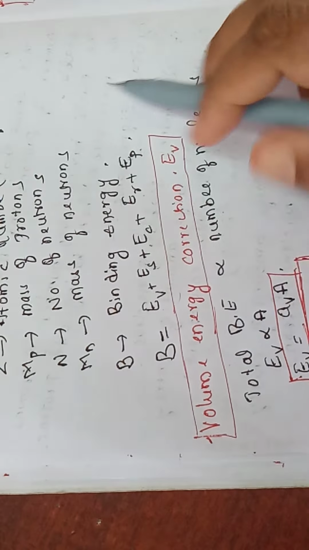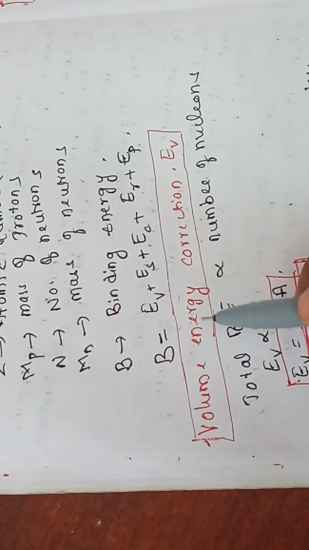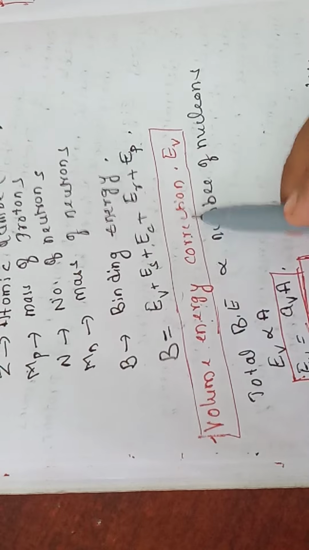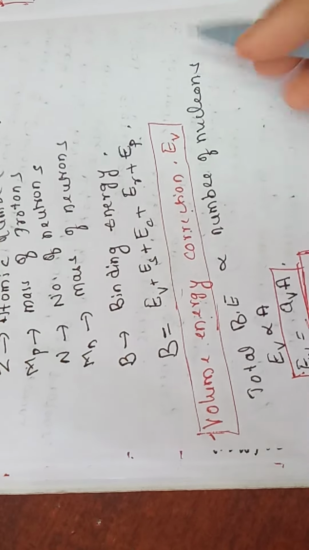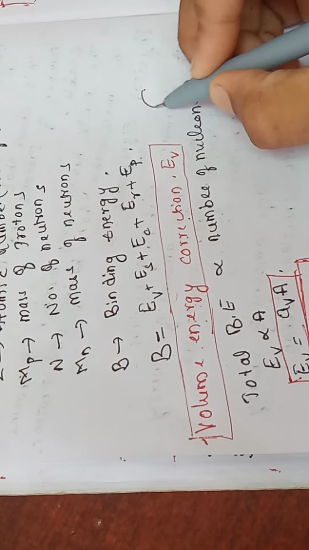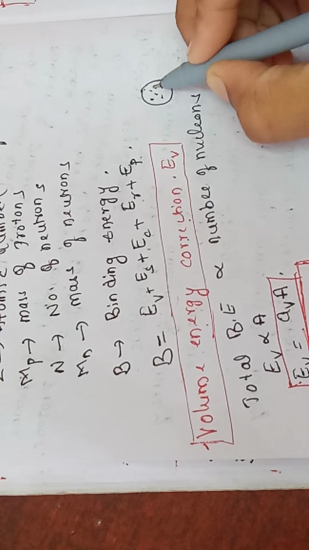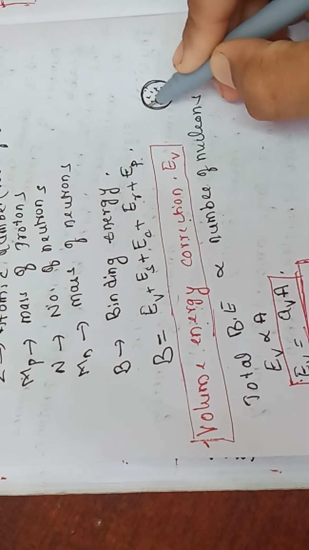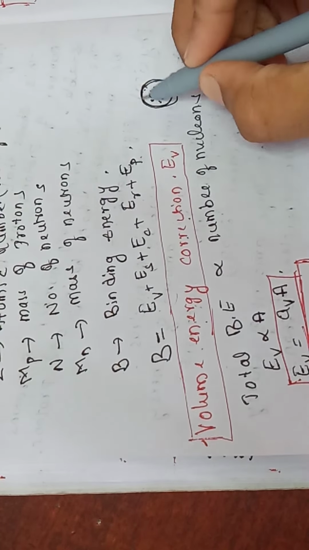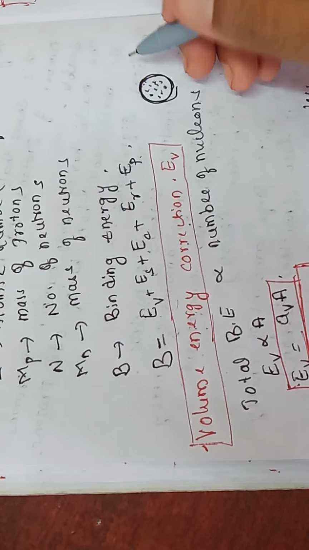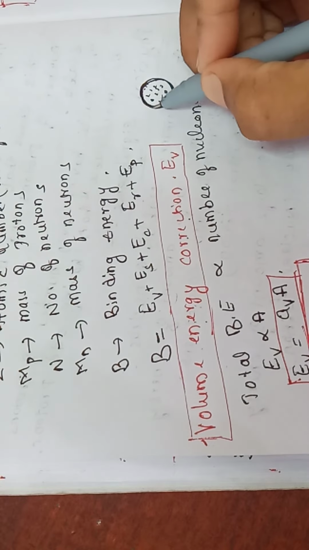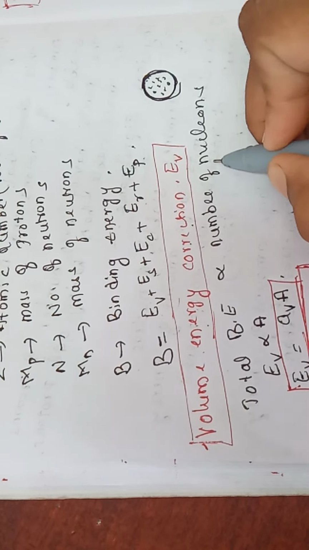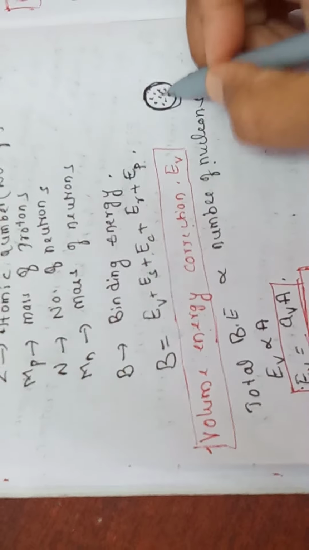Now let us see what these terms are. First, EV. EV we call volume energy correction. Okay. So now here, this is nucleus. Nucleus consists of number of protons and neutrons bound with each other. Now this is the entire volume of a nucleus. The distribution of energy over the entire volume of nucleus is constant. So the total binding energy will be directly proportional to the number of nucleons present in the nucleus.